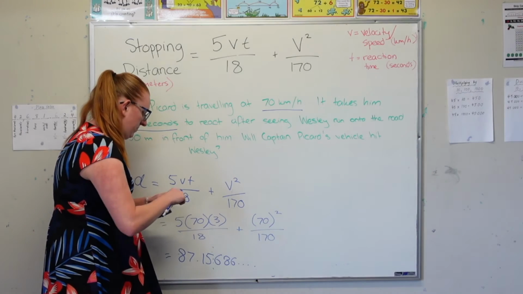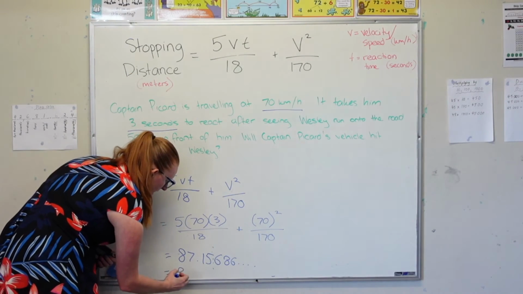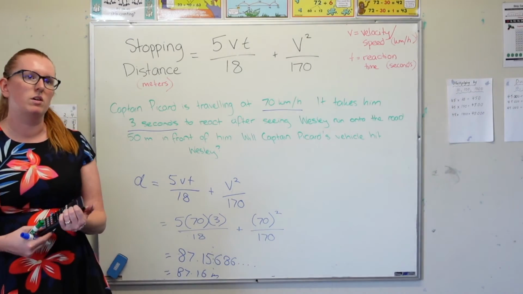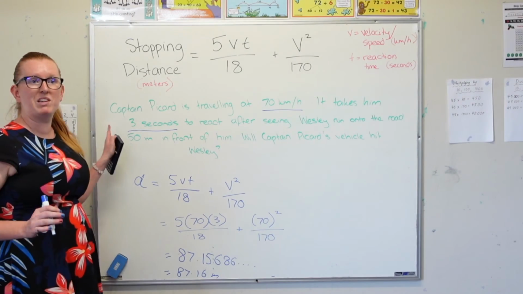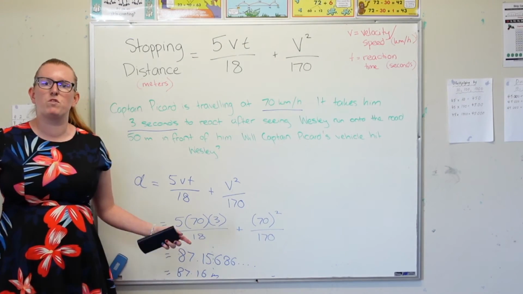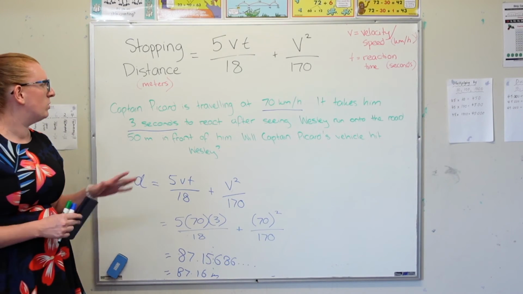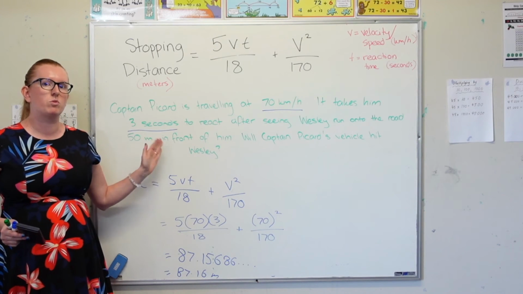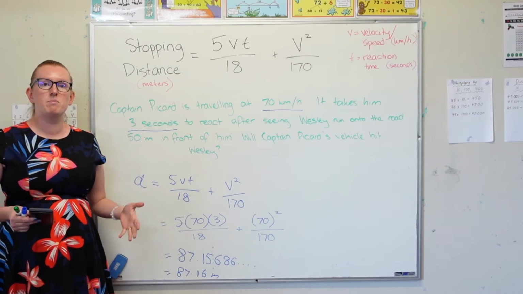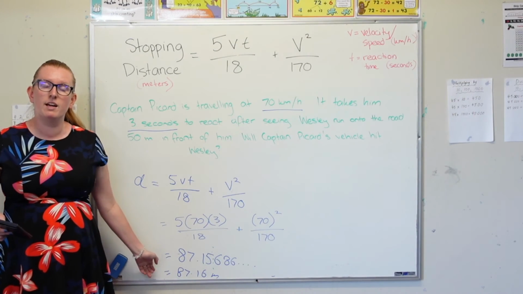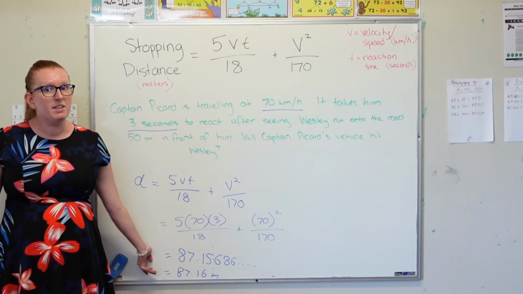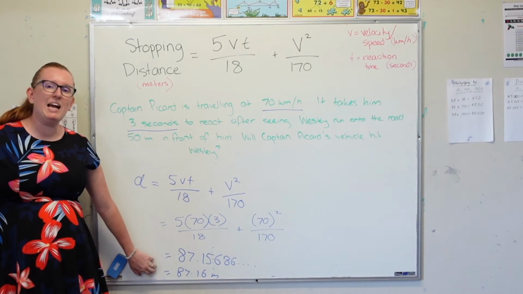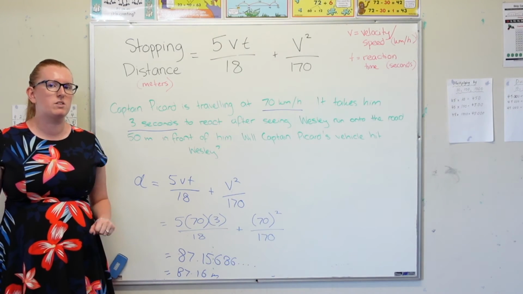And I end up with 87.16 meters. So we figured out that it would take Captain Picard 87 meters before his car came to a complete stop. Now the question is actually asking us, is Wesley going to get hit by the car? Because Wesley ran onto the road 50 meters ahead. So now we need to make a judgment based on the calculation that we just did. Is Wesley going to get hit by the car? The answer is yes, because he ran on 50 meters in front, but it takes the car 87 meters to come to a complete stop.